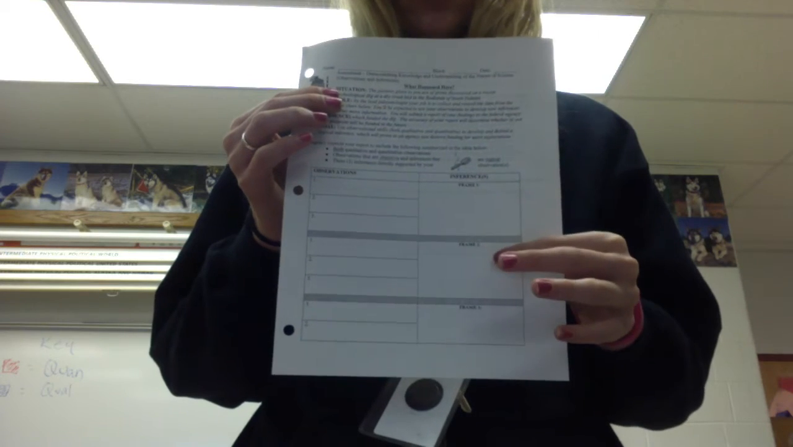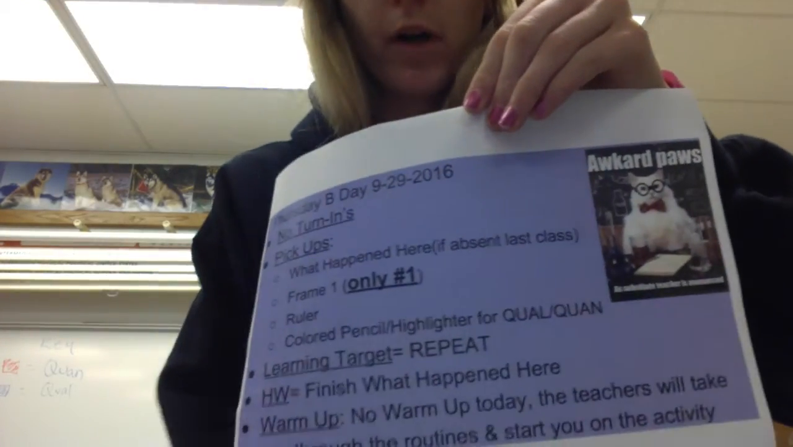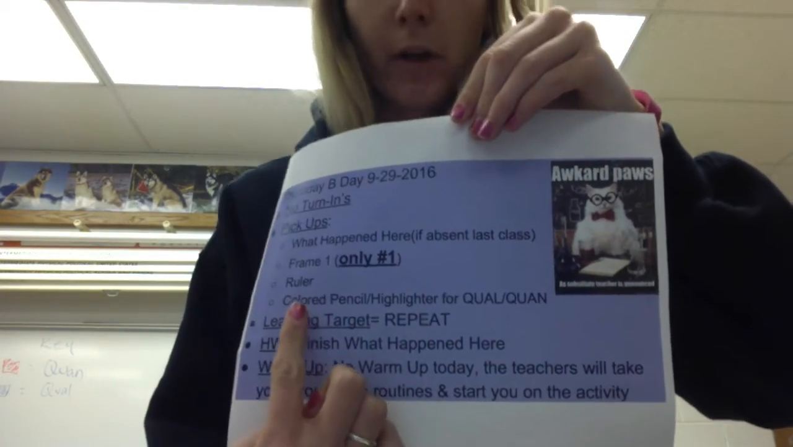So you're making observations in this column, both qualitative and quantitative for all 3 frames. And you're going to make an inference of what you think is happening based on your observations. All right? That's the gist of the activity. That's the first half. The reason you picked up a highlighter or a colored pencil is because we're going to make a key right now.